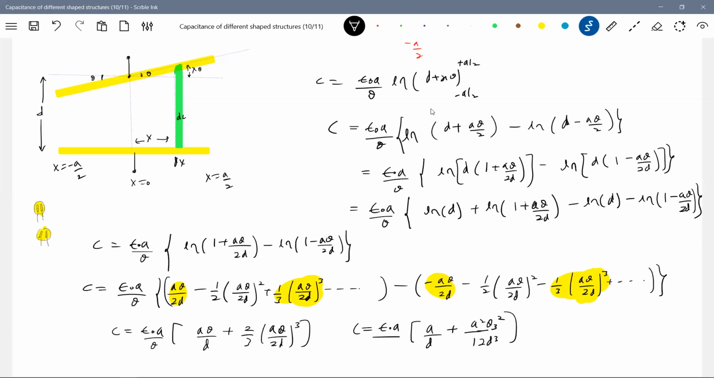If you want, you take d outside. We'll do one thing, next step, one more: epsilon naught a square by d times 1 plus a square theta square by 12 d square. If theta is 0, it will be epsilon naught a square by d, the parallel plate capacitance.